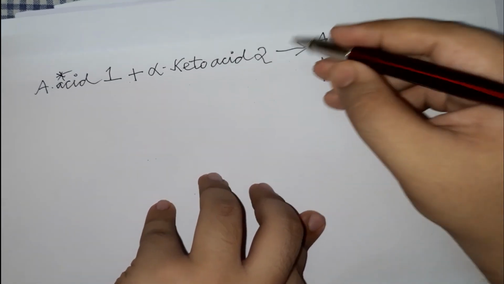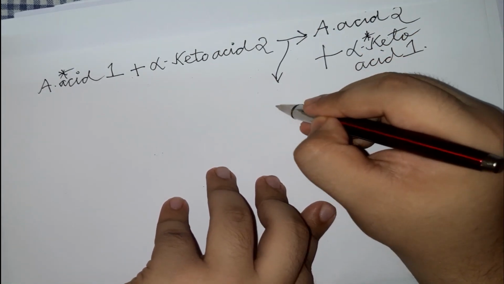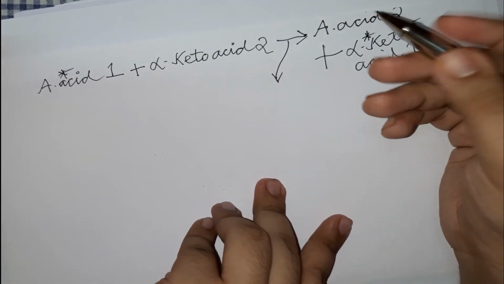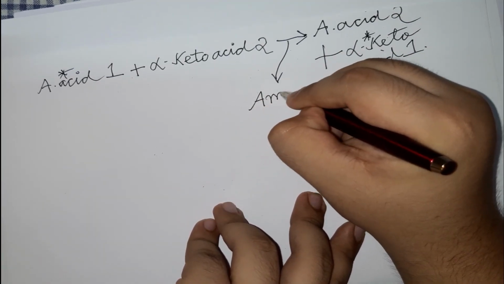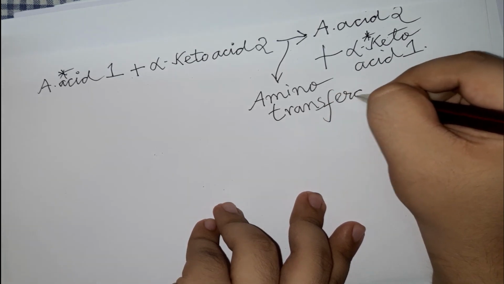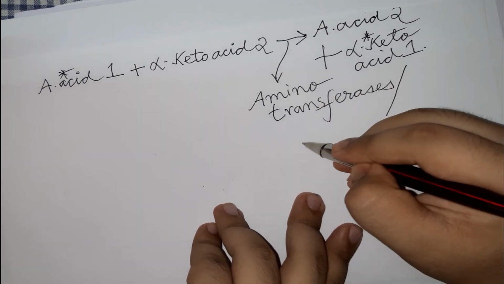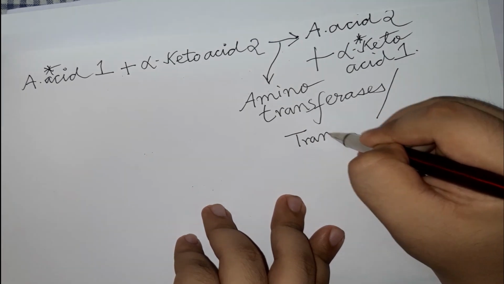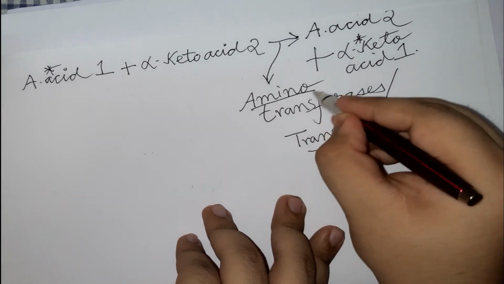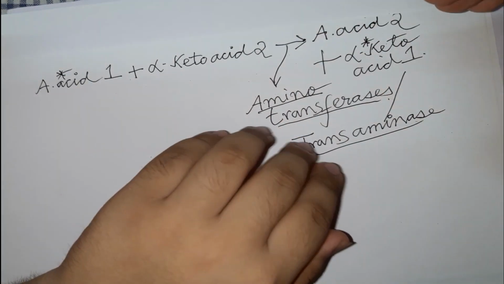And the enzyme which is used, since this arrow is too small to write the enzyme name over it, I'm going to write it over here. It's not the name of one enzyme, it's a group of enzymes. And they are named as aminotransferase. They are also known as transaminase. Alright, so aminotransferase or transaminase is the name of the group of enzymes which catalyze this transamination reaction.